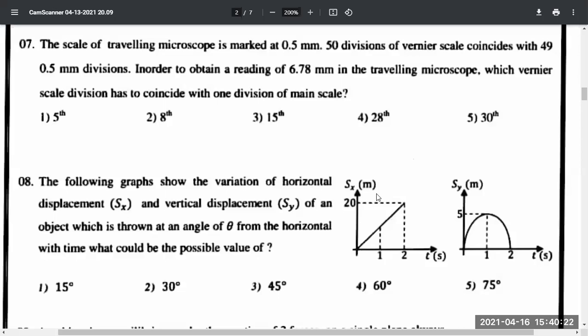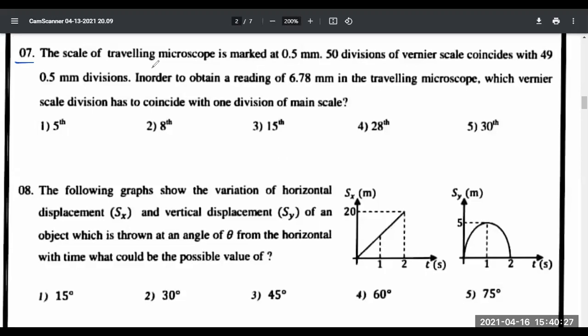Question number 7 is the next one. It's about a traveling microscope. The scale of the traveling microscope is marked at 0.5 millimeter. I think what they mean by that is the main scale division: one main scale division is 0.5 millimeter. 50 divisions of the vernier scale coincide with 49 of the 0.5 millimeter divisions. So 50 vernier divisions equal 49 main scale divisions.